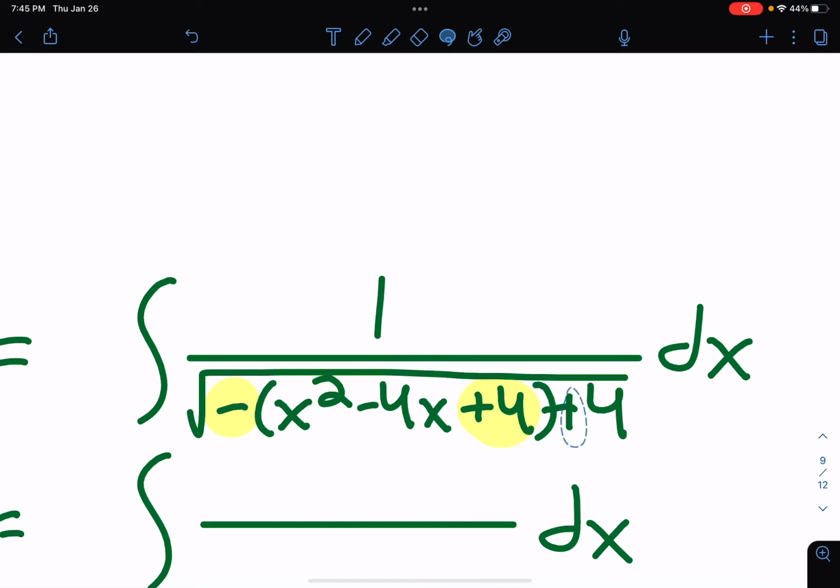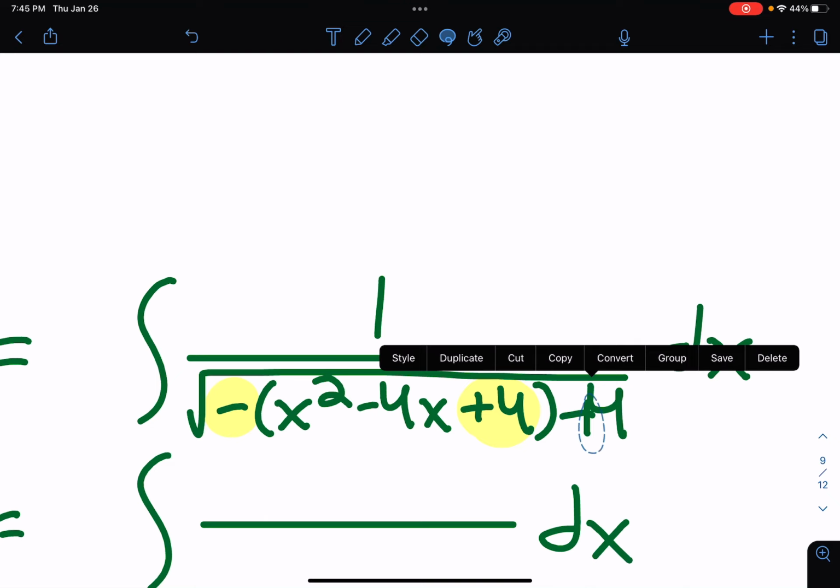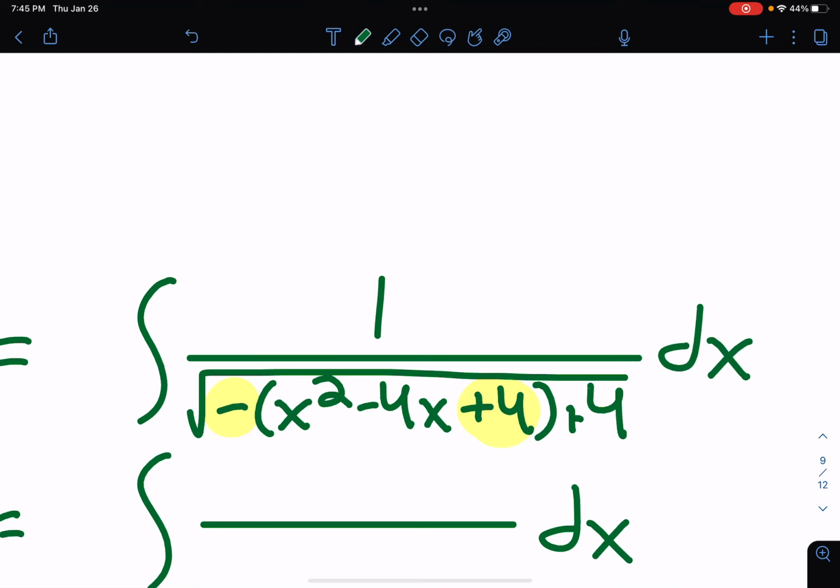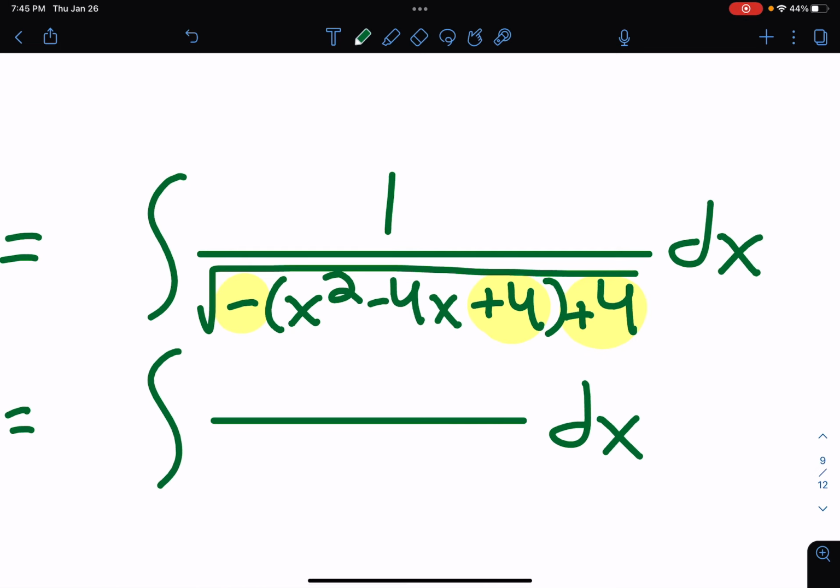Sorry, I don't like those pluses. Let me redo that actually. Let's make that plus. There we go. That looks better. Okay, so I'm going to put a plus 4 here to balance out what is technically a minus 4. And so I'm going to rewrite this as 1 over the square root of, and I'm going to take this 4 at the end and move it to the front of my radical. This is going to be 4 minus the quantity x squared minus 4x plus 4.